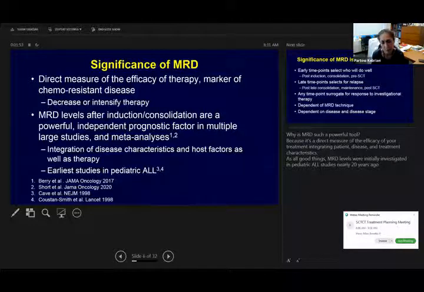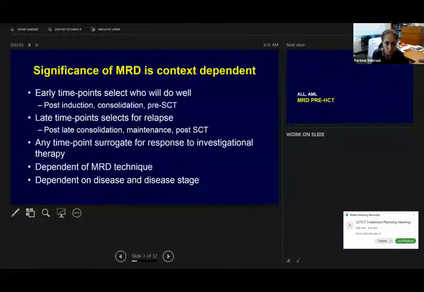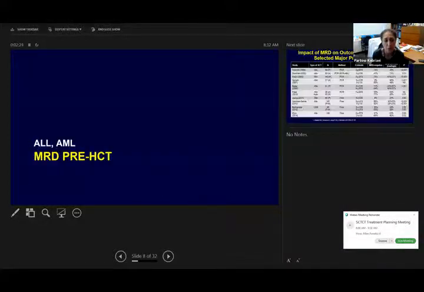And just to remind the audience that all of the studies in pediatric ALL really started to look at the impact of MRD almost 2 decades ago. Again, the significance of MRD is context dependent, as I just said, in terms of the timing in the patient's treatment history, and then, of course, dependent on the technique that's used, and possibly on the disease and disease stage of the patient. So the bulk of the talk, again, will look at the MRD prior to transplant.